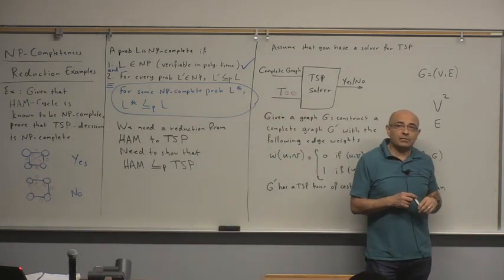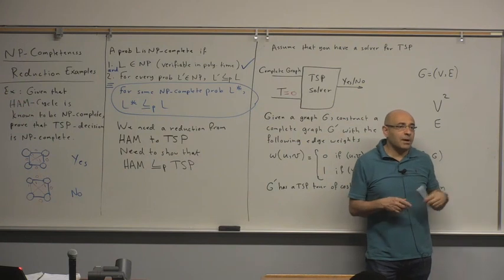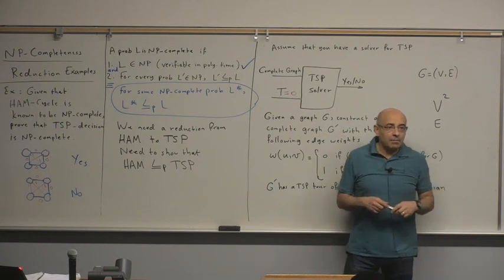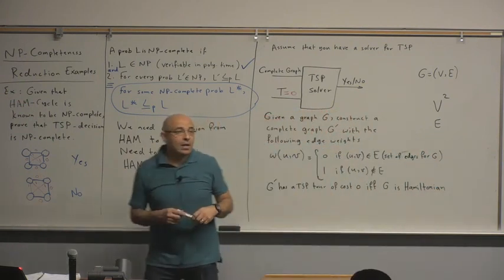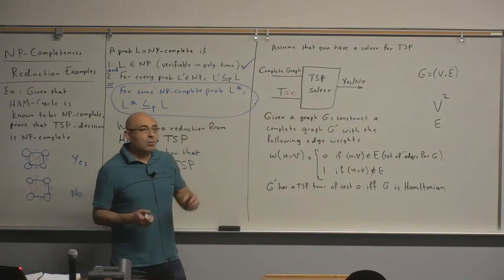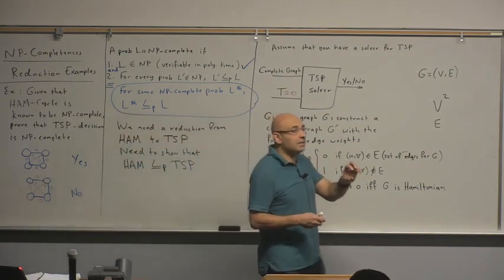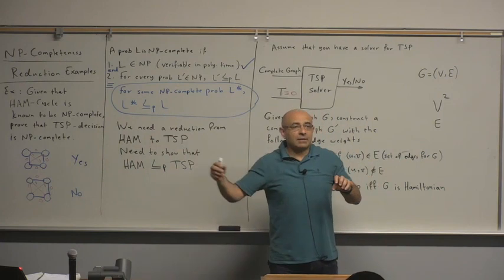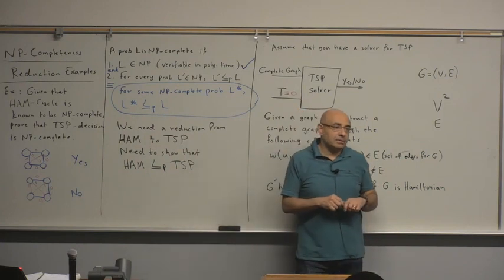So we're not trying to prove a new problem to be NP-complete. You know, both problems are known to be NP-complete. But we're giving this example to show how you can prove one problem to be NP-complete given the fact that another problem is known to be NP-complete.